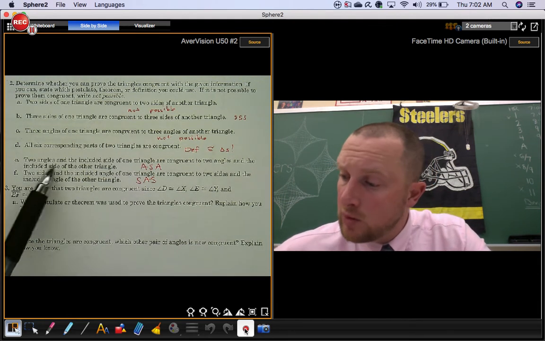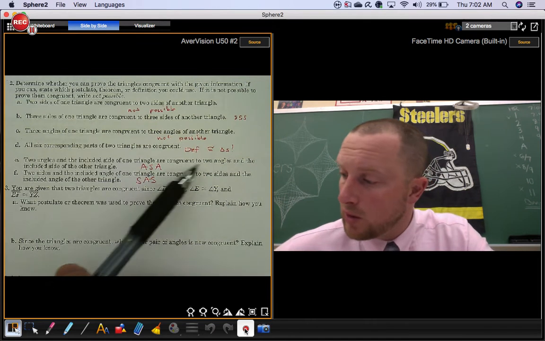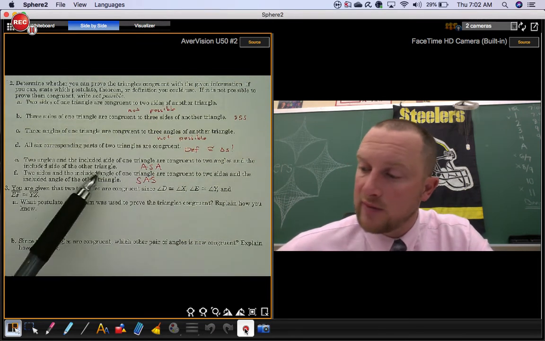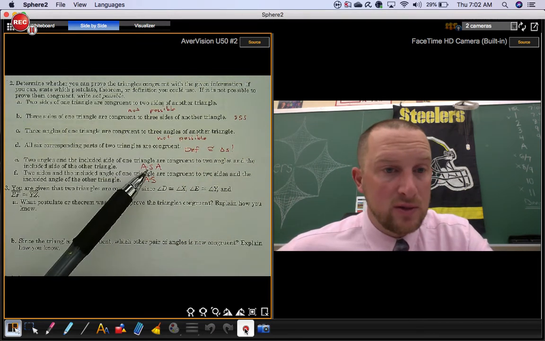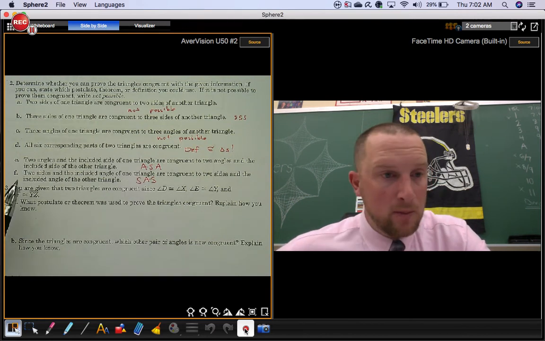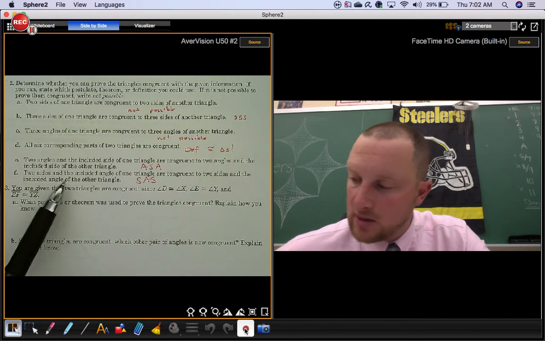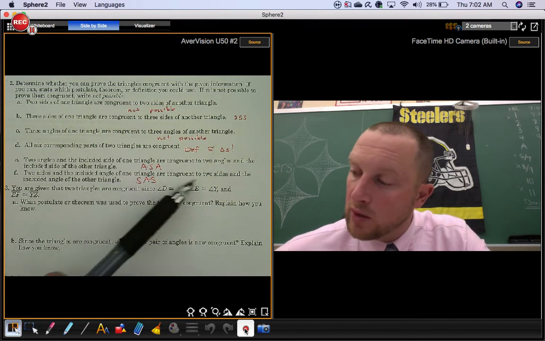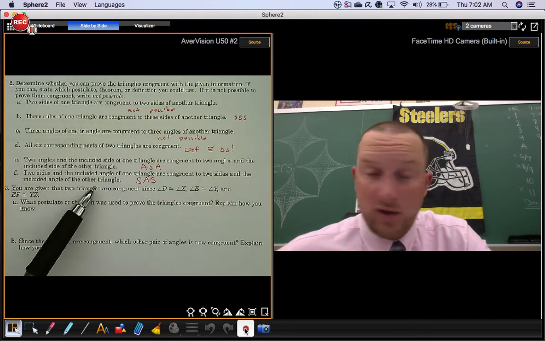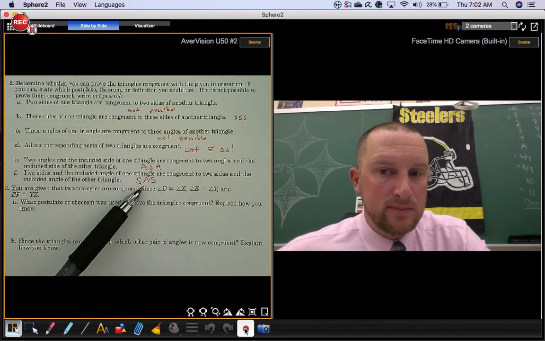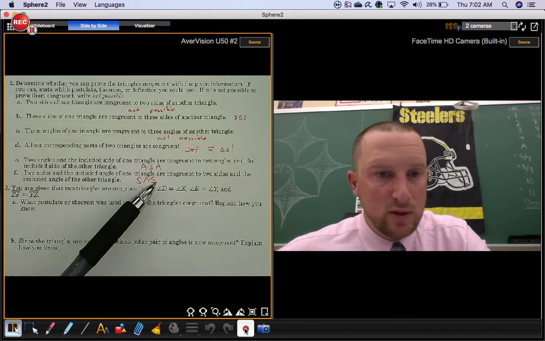Part E, two angles and the included side of one triangle are congruent to two angles and the included side of another triangle. That's angle side angle. You got congruent sides in between congruent angles. Part F, two sides and the included angle of one triangle are congruent to two sides and the included angle of another triangle. That's side angle side. Congruent angles included between congruent sides.